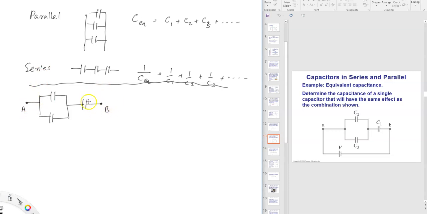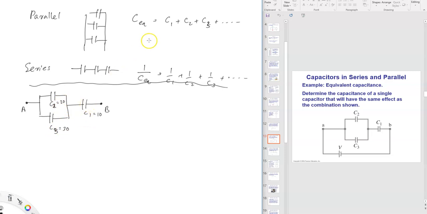Between A and B, let's say all these capacitors are equal. C1, C2, C2 here, C3 here. Actually, no, let's put different numbers. Let's say C1 is 10, C2 is 20, C3 is 30 microfarads.